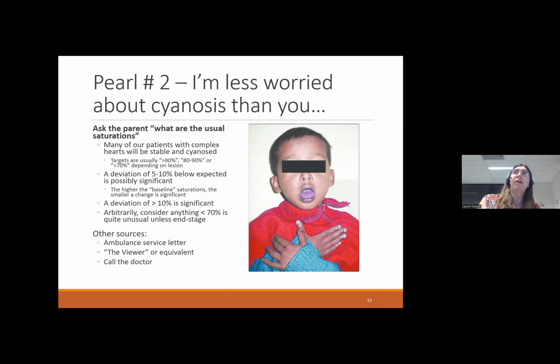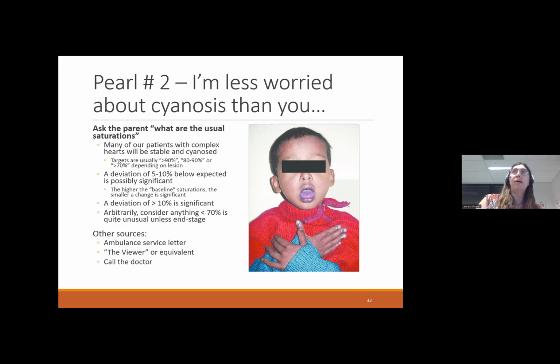A deviation of greater than 10% is almost always significant, and arbitrarily consider anything less than 70% as quite unusual unless the patient is toward end stage. May not mean they're necessarily unstable, but it usually means that my service needs to sort something out fairly quickly.